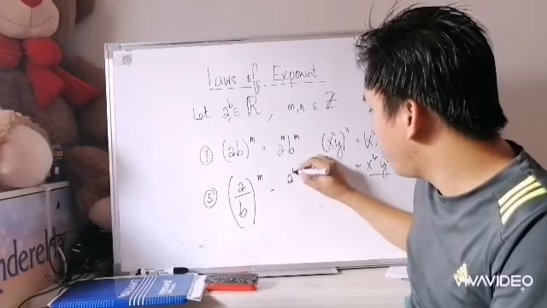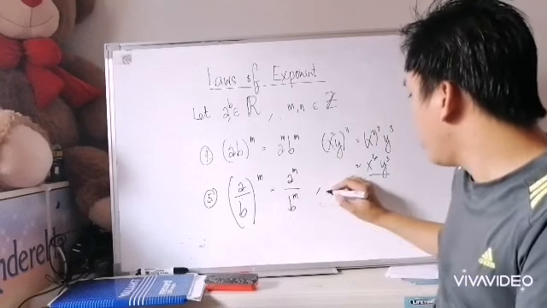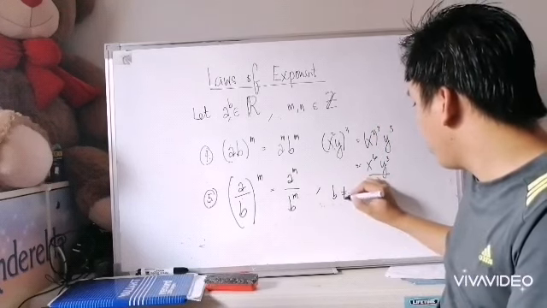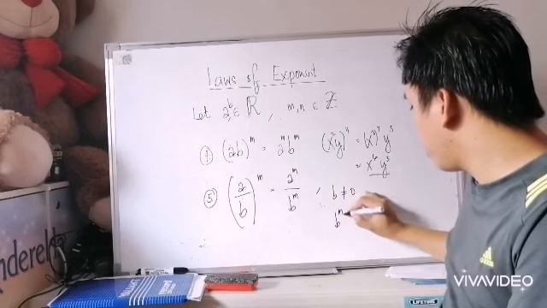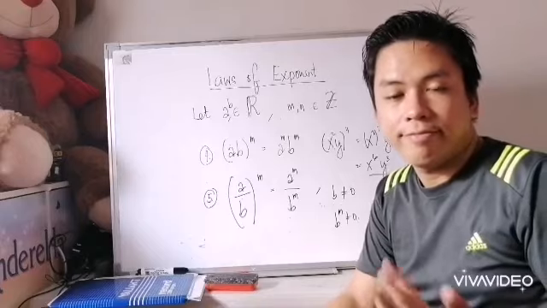Okay, so number 5 rule is we have this. We'll have a to the m over b to the m, provided your b is not 0 and your b to the m is not 0. Otherwise, your expression is undefined.